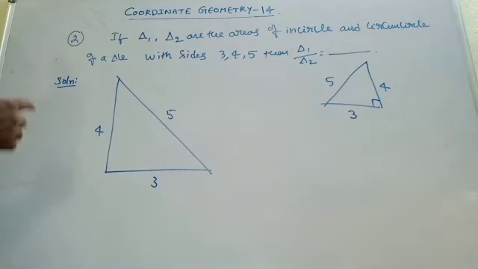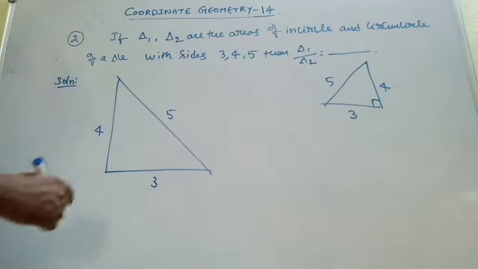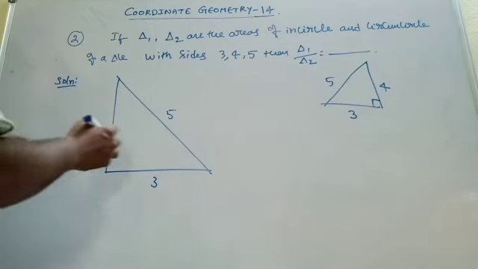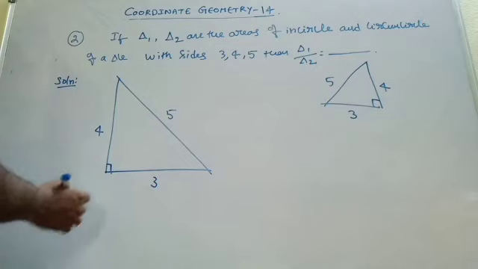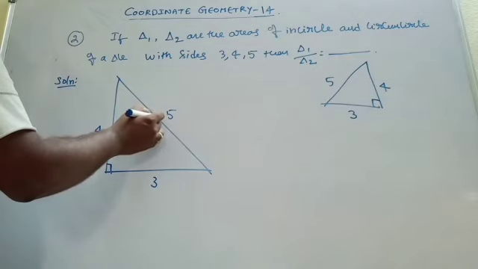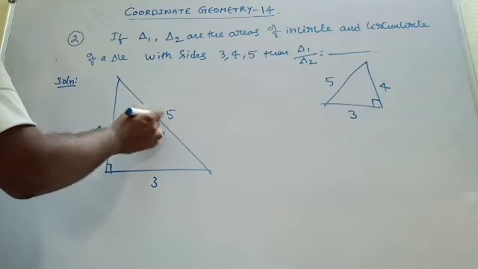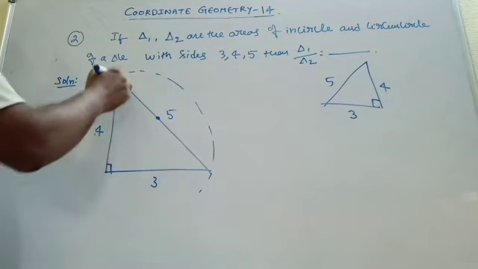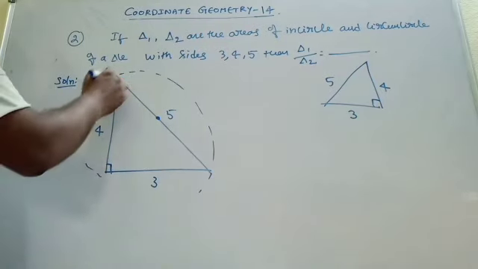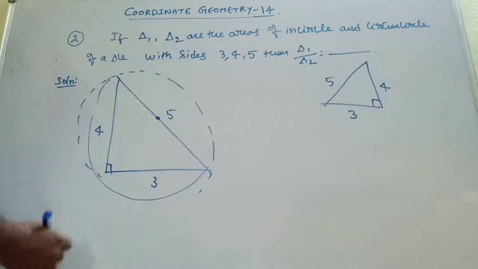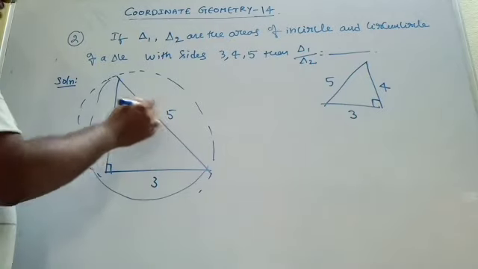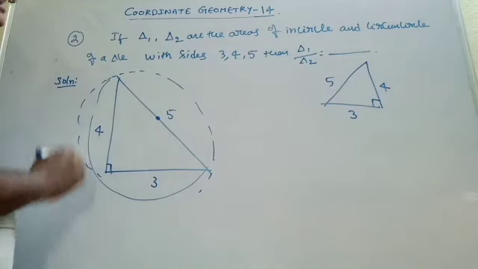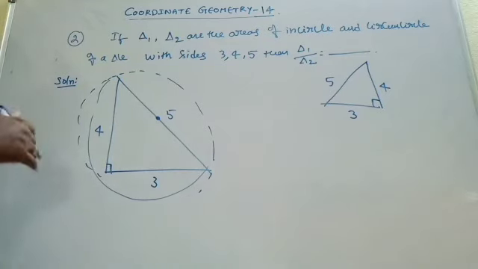And delta 1 is the area of the incircle and delta 2 is the area of the circumcircle, right? Since this is a right angle triangle, for the circumcircle, the midpoint of the hypotenuse is the center. This is the circumcenter. You can draw a circle like this, and 5 by 2 becomes the radius. Once you know the radius, we can find the area.